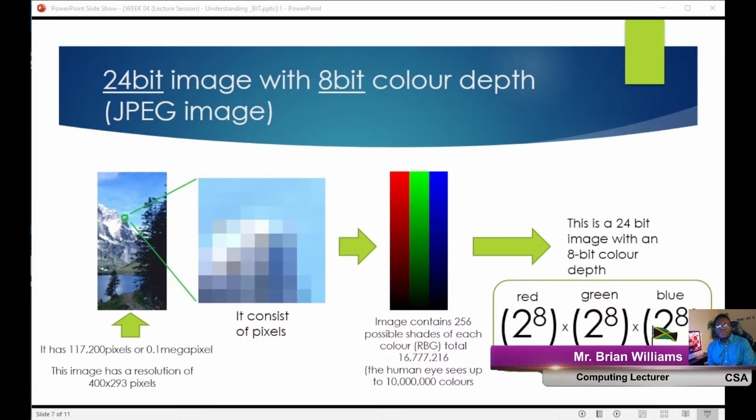Because there are 256 shades of each color. Then, remember, it is really sandwiching each of these colors together on top of one another to give you that final color. So this is why it is also known as an 8-bit color depth image.